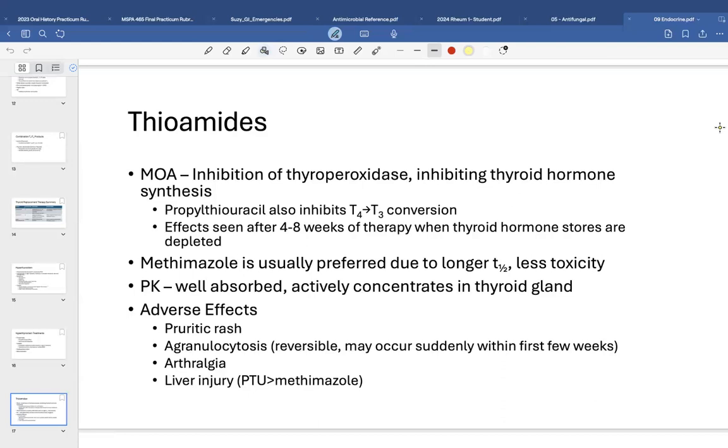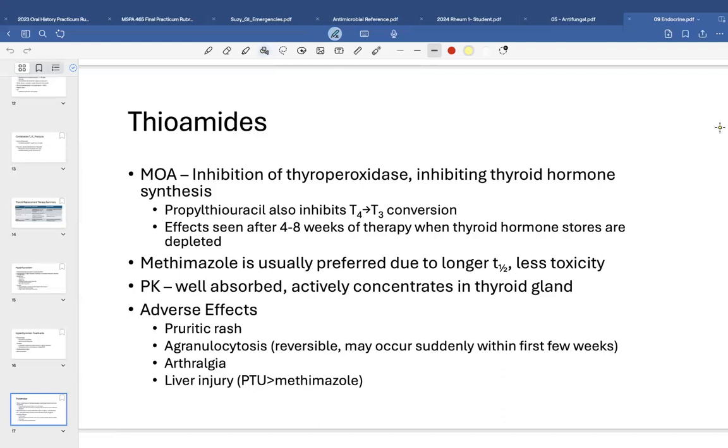Methimazole has a longer half-life and less toxicity, and we use that a little bit more often. These agents are well absorbed, and they concentrate in the thyroid gland where you want them to work. They can cause a rash, agranulocytosis, and arthralgia, and PTU causes more liver injury, which is why we use methimazole. So here is one approach where we are inhibiting thyroid synthesis.